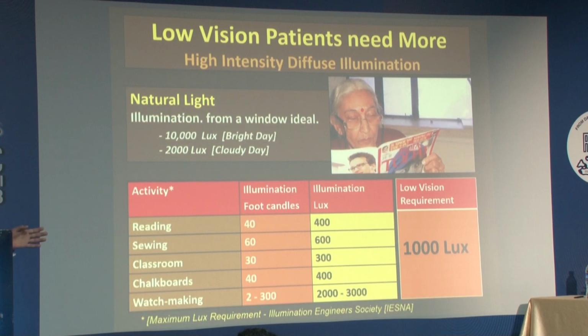And this will help them break through the mistiness of their vision. How can you provide such high intensity of light? There are two ways: natural light and artificial light. So in natural light, you can have illumination from a window.